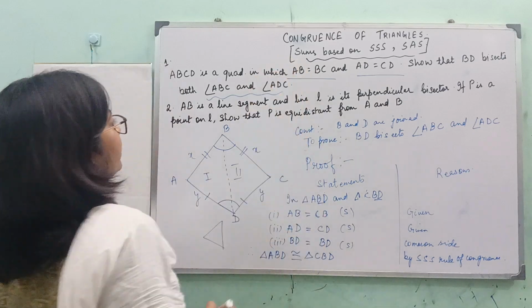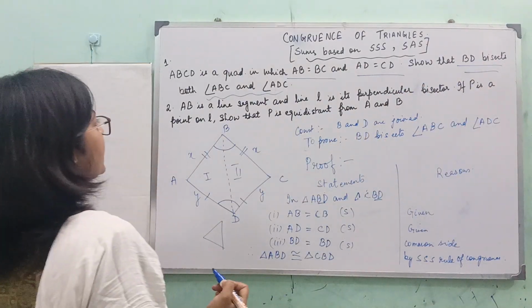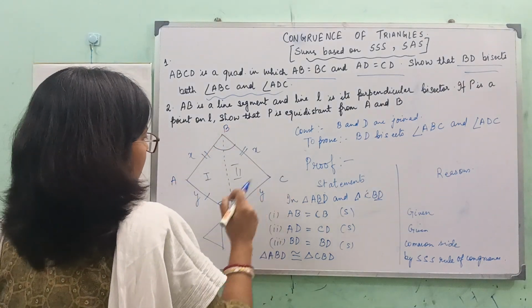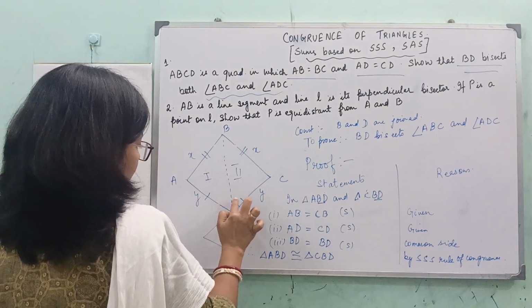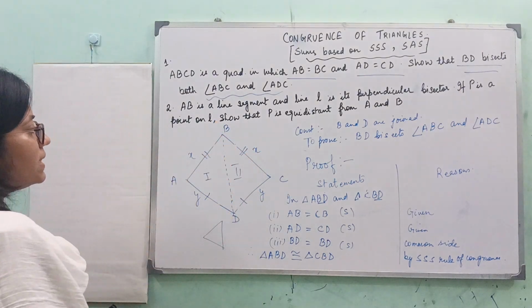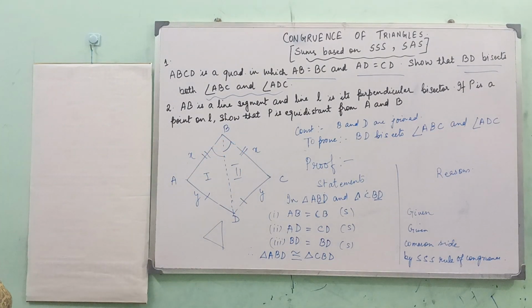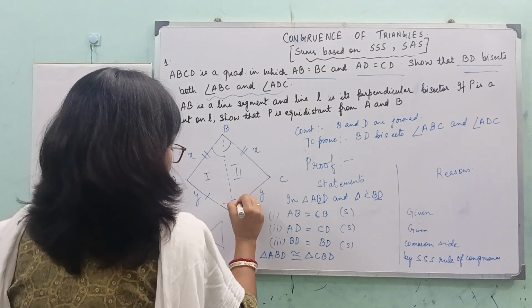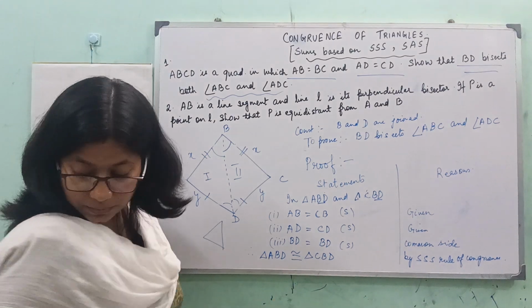Next is this. We have to show that BD bisects angle ABC. So which is angle ABC? ABC. That means we have to show this line segment BD is bisecting this ABC in two equal parts, also bisecting ADC in two equal parts. So here, how are we going to prove this?